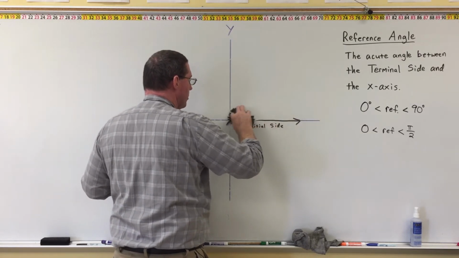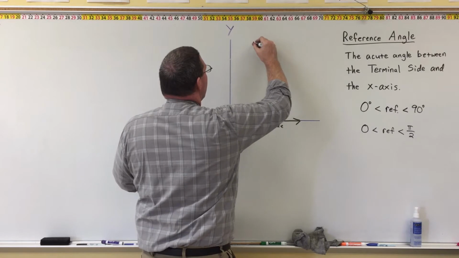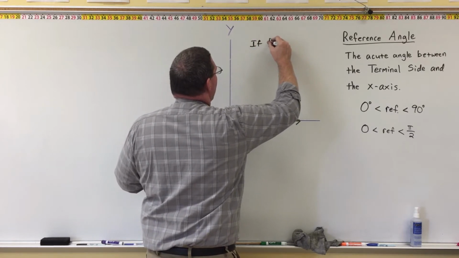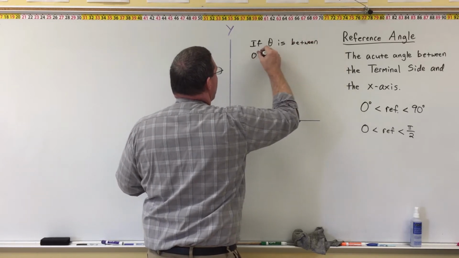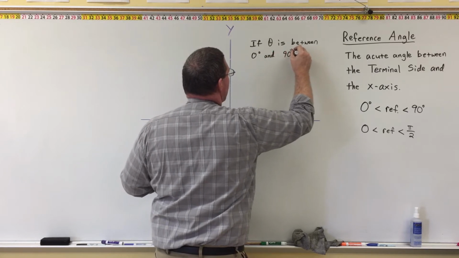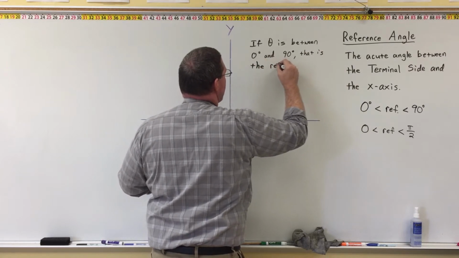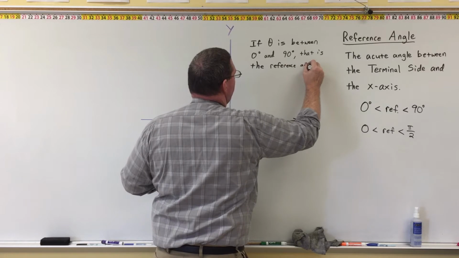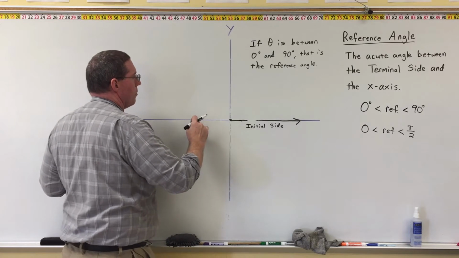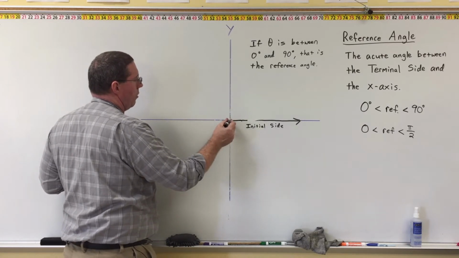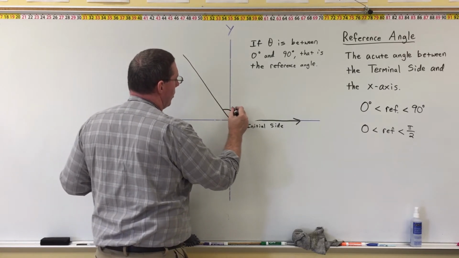All right, well, let's do another one. Now let's do one in the second quadrant. So actually, let me write in here. If theta is between 0 degrees and 90 degrees, that is the reference angle. Okay? All right, good. All right, what if it's between 90 and 180 degrees? Okay? All right, so let's say that here's our angle over here. And let's say that that is a, let's call it a 120 degree angle.